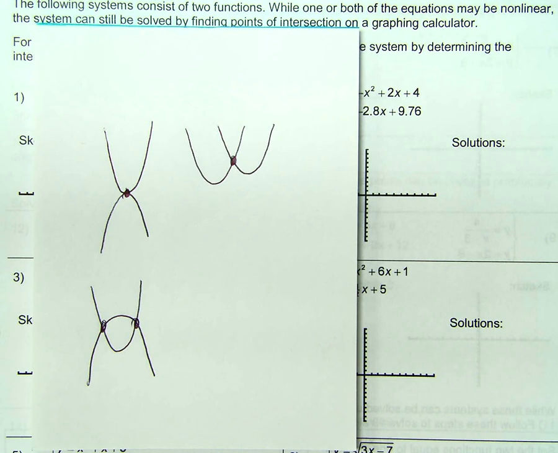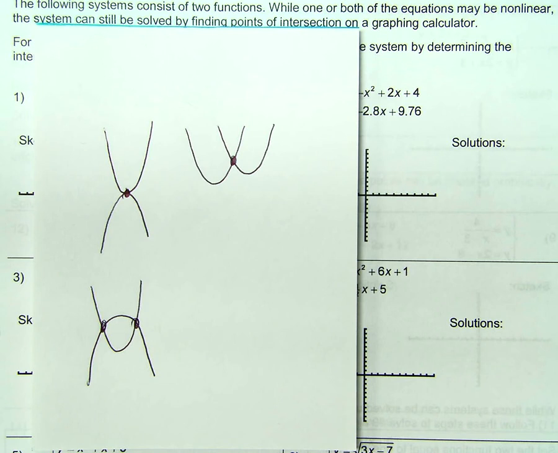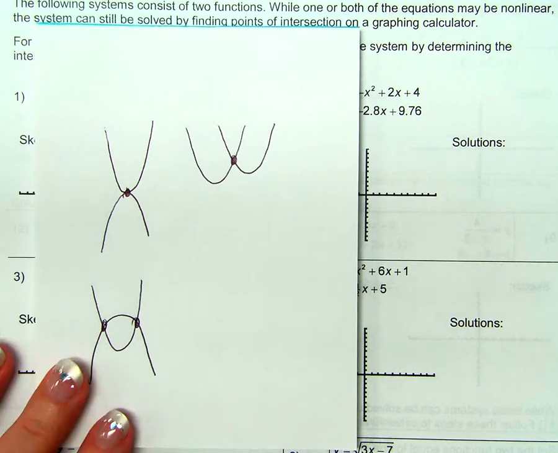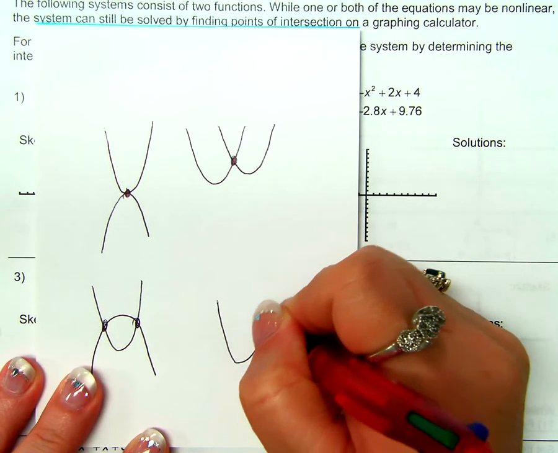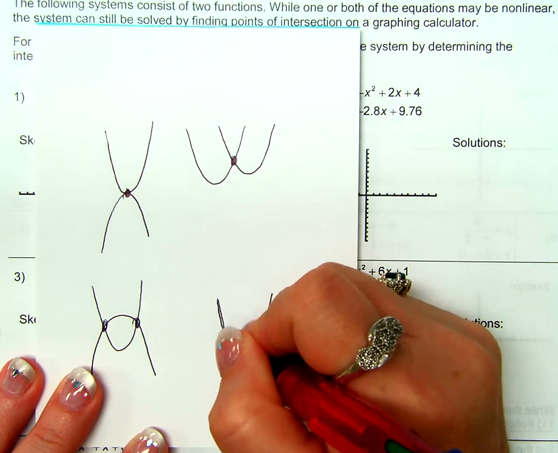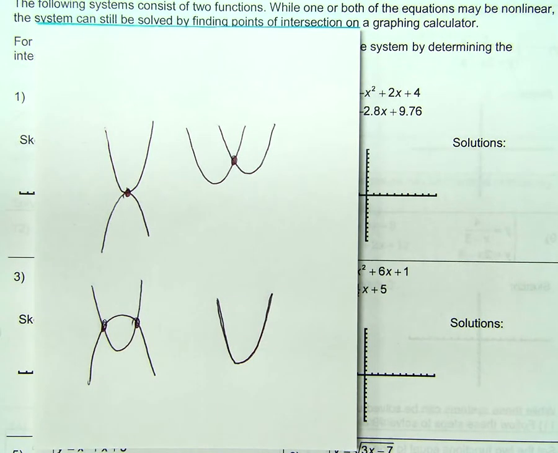Is there any other possibility besides 1 or none? 1 or 2? 3? How could we draw it and make 3 solutions? Think about that for just a second. I've got to write down what she just said. She said all of the solutions. So if one parabola was right here and the other parabola was right here, wouldn't that be all the solutions? Okay. Are there any other possibilities?